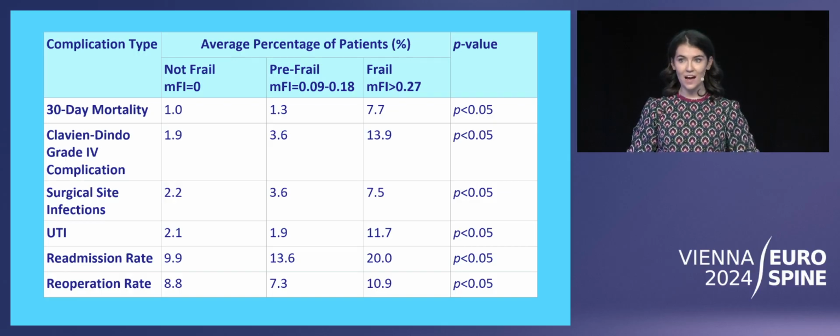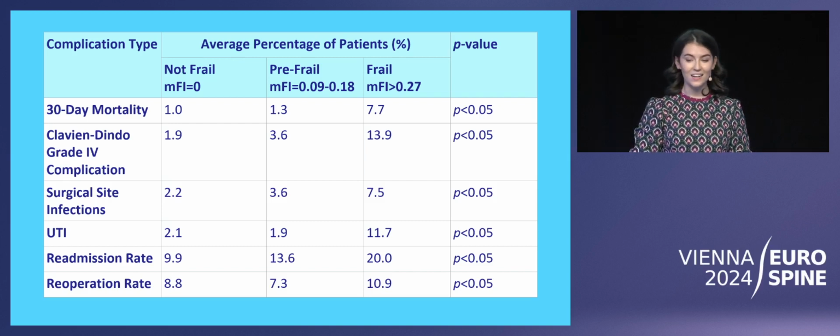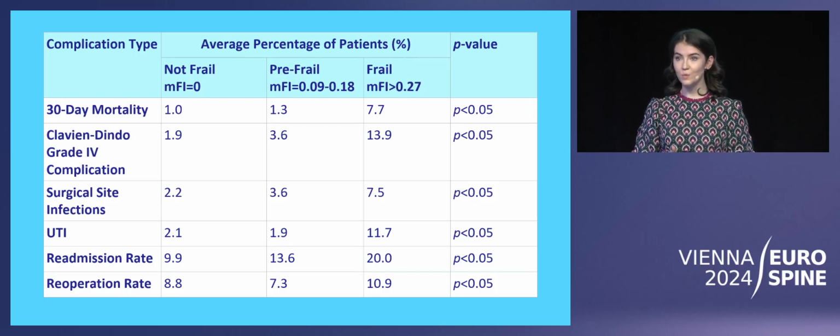This table shows the average percentage of patients experiencing each of these complications for our various frailty categories. And as you can see from the rightmost column, with our chi-square analysis, we found the difference between these categories to be statistically significant.